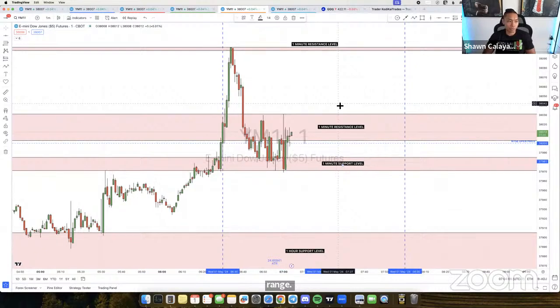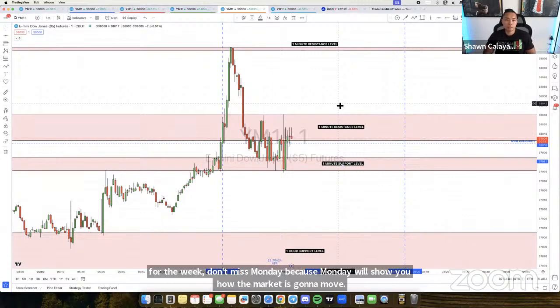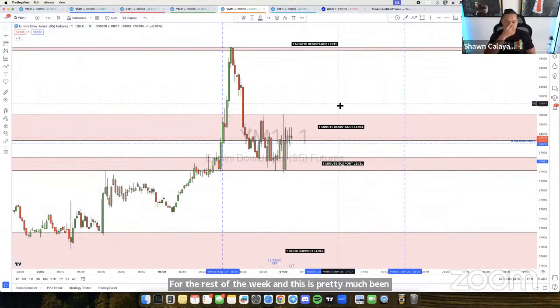That's why you should never miss a Monday trading session. If you're going to trade for the week, don't miss Monday, because Monday will show you how the market's going to move for the rest of the week. And it's been like this every single week. Every week's been kind of rangy, and nothing's really changed. Every week we hope for some direction, but it never happens, which is surprising because we're entering May here.